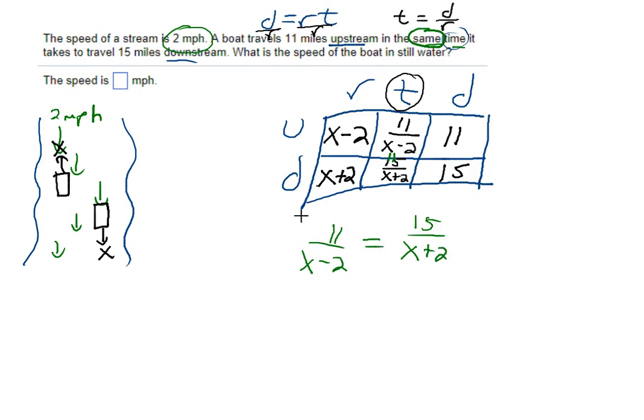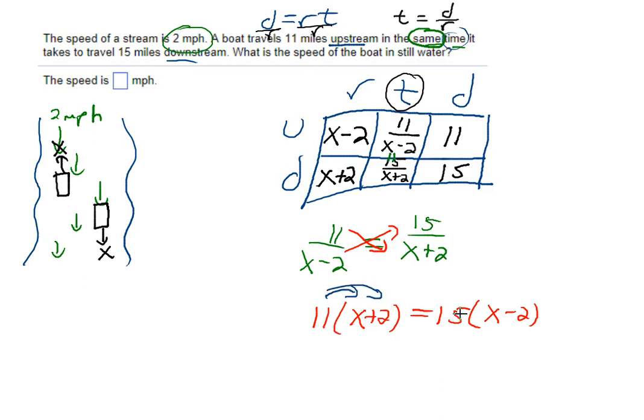And so we get this equation, which we solve by, again, using the shortcut. We'll cross multiply. So we'll get 11 times x plus 2. That's multiplying these opposite sides together. And then 15 times x minus 2 for multiplying these opposite sides together. And then we set those results equal to each other when we cross multiply. So we have this equation to solve.